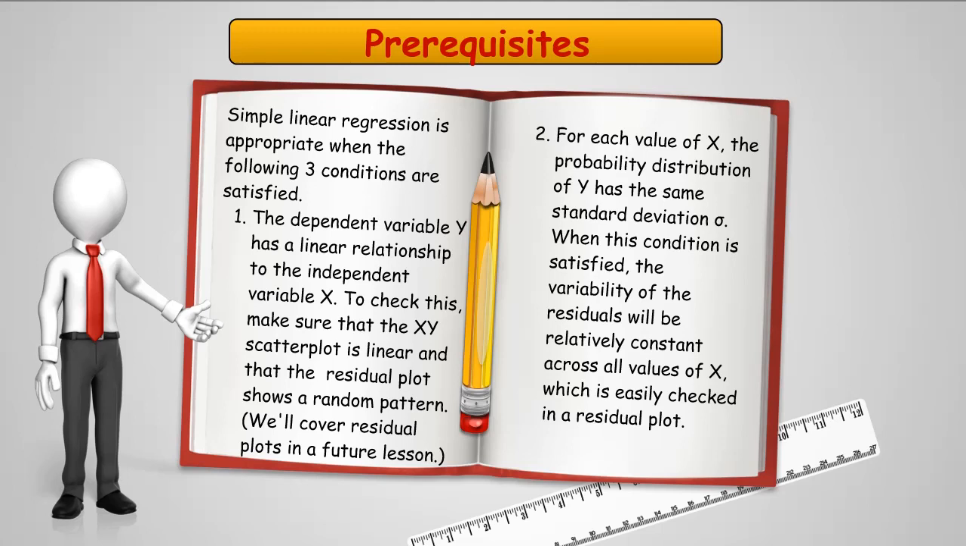Simple linear regression is appropriate when three conditions are met. The first condition is that the dependent variable has a linear relationship to the independent variable. You'll be able to tell this by looking at a scatter plot diagram and seeing the relationship between the two. I'm going to explore that when we do an example in 9. And we'll cover the residual patterns in a future chapter as well. And then for each value of x, the probability distribution of y has the same standard deviation. Again, this is going to be satisfied relatively easily when we look at a residual plot diagram and see the distribution of the values. So we'll see both of those.